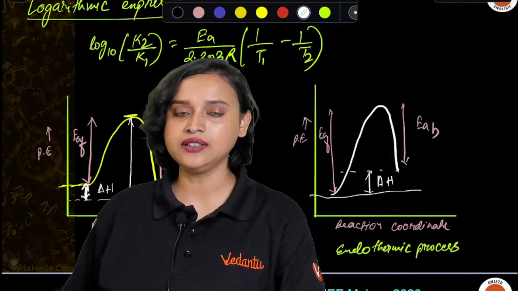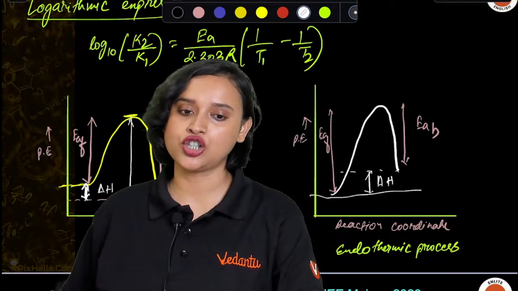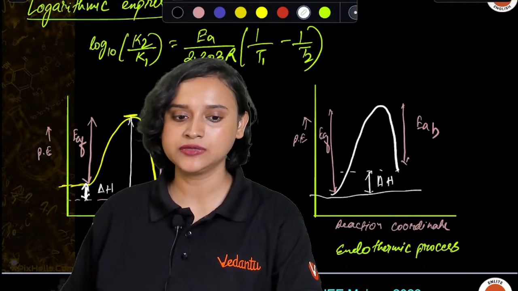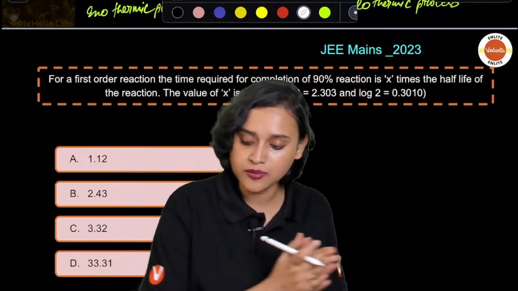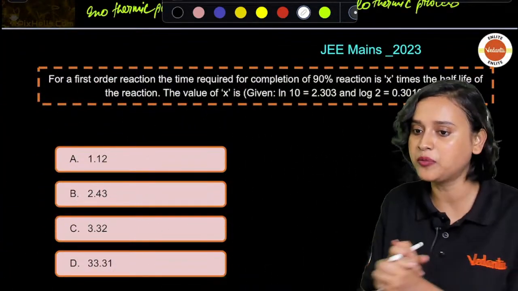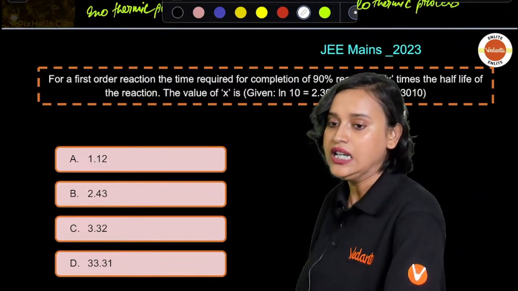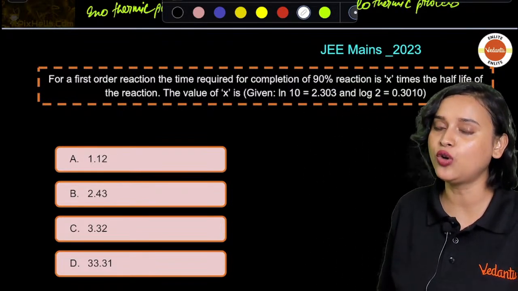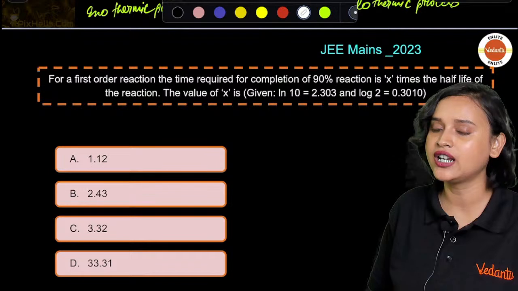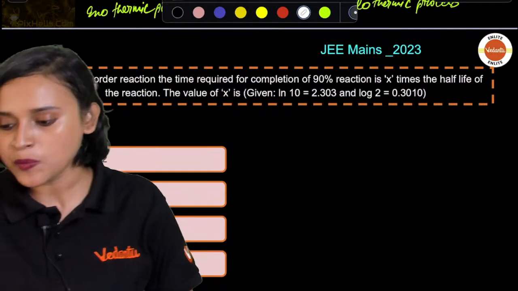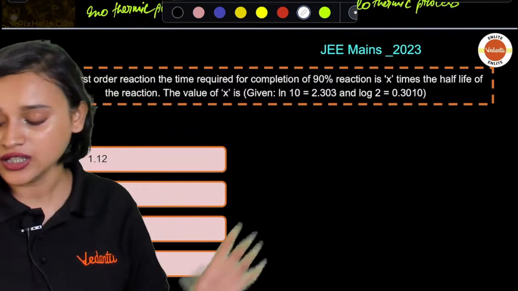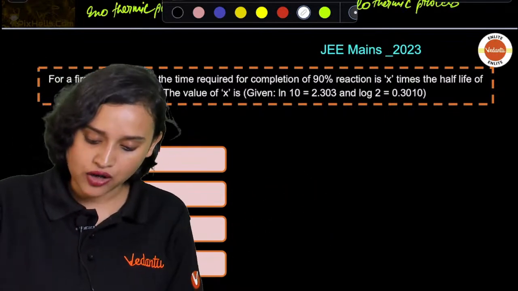Done? Okay, so let us solve a question, shall we? The question, everybody, is: for a first order reaction, the time required for completion of 90% of the reaction is x times the half-life of the reaction. Find the value of x, given ln 10 is equal to 2.303 and log 2 is equal to 0.303. Yes, Nikhil, you are right. So we are done. Now let us solve this, everybody.